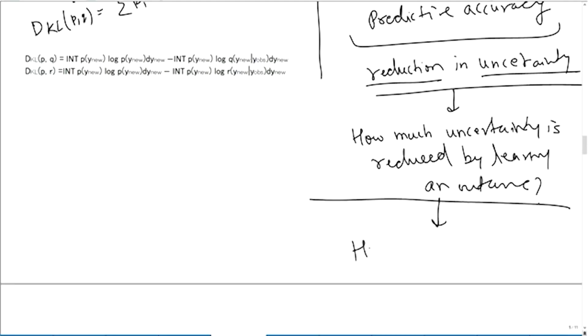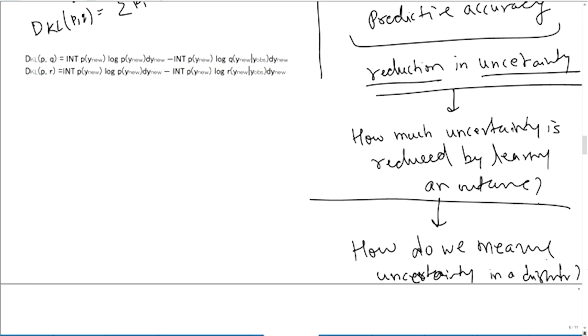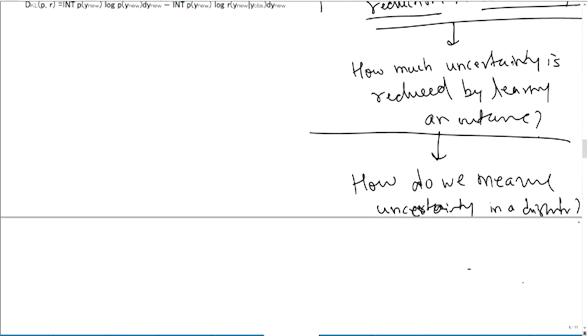Okay, so that brings us to this question: how do we measure uncertainty contained in a distribution? In the context of model evaluation, we will need to calculate uncertainty in the posterior predictions of the model. Okay, in the prediction, what predictions does the model make, right? So we need to capture uncertainty in posterior predictions of the model. So we ask, how do we measure uncertainty for a distribution?